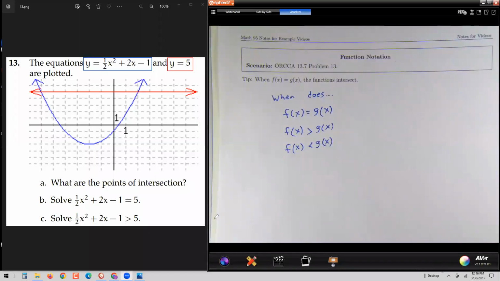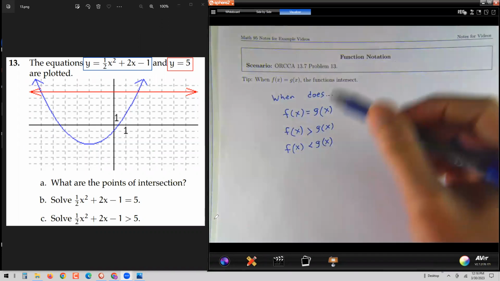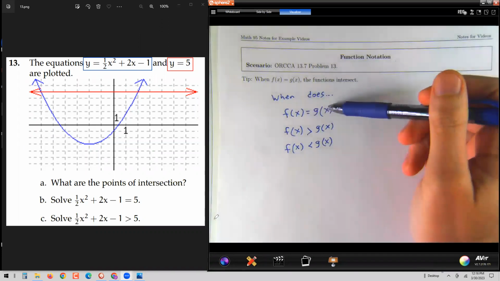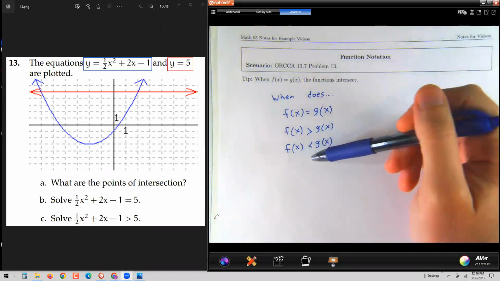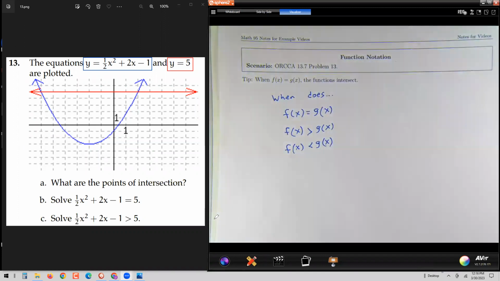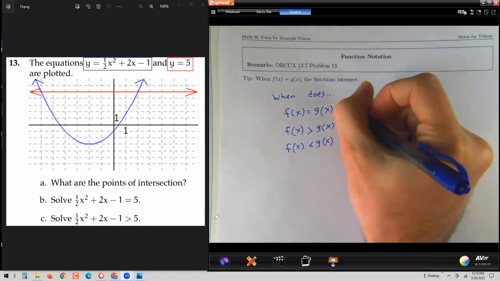Let's take a look at solving graphically. So sometimes you'll be asked, when does one function equal another? When is one function bigger than the second function? And when is one function smaller than the other function? And I think it's important to know what each of these things represents.